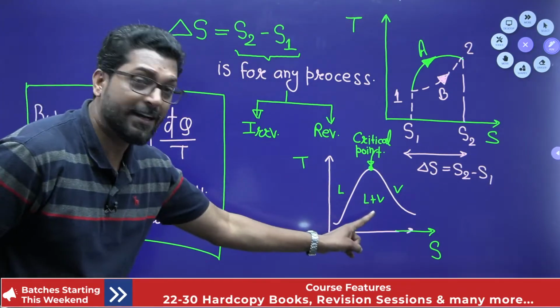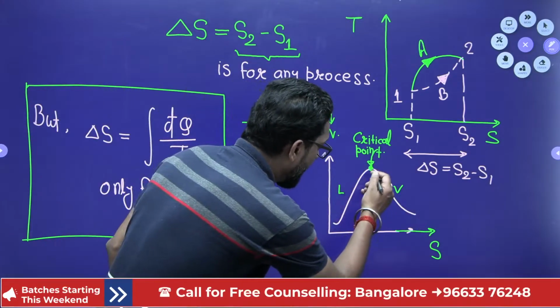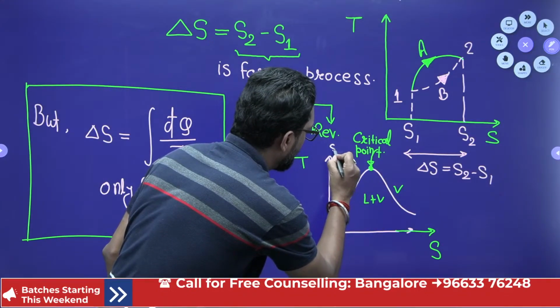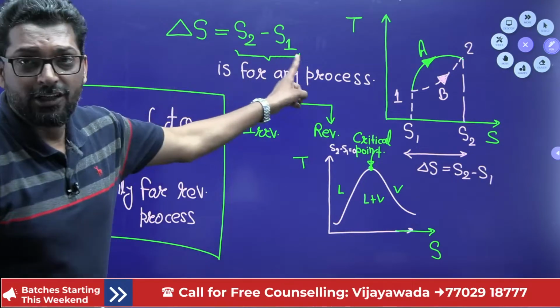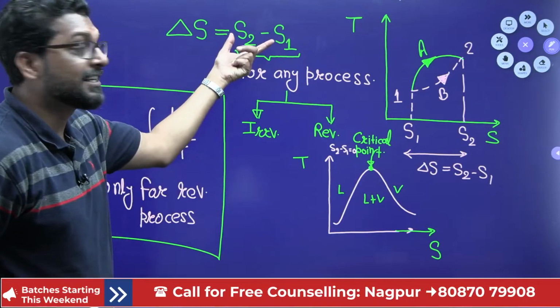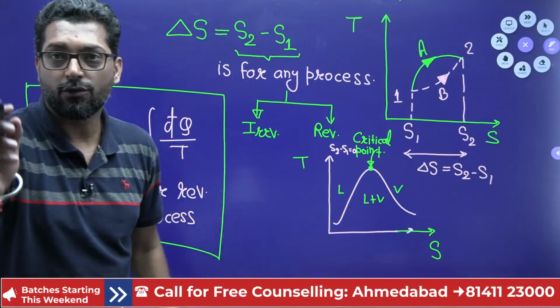If this is a PV diagram, the critical point, temperature point. Now, at this point, S2 minus S1 is 0. That means change in entropy is 0. That means entropy is there, but the change is 0. That means S1 is there and S2 is there, right? Okay.